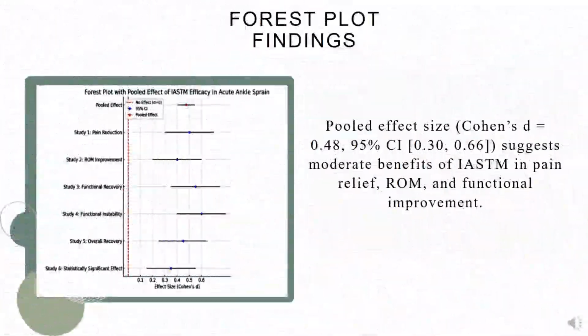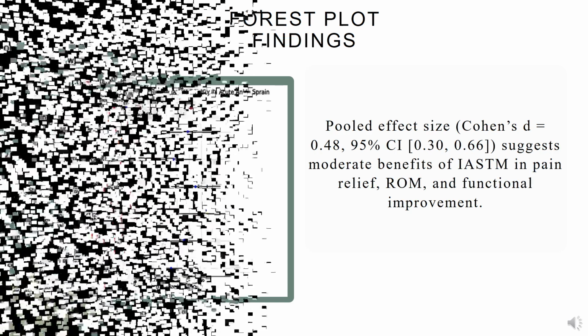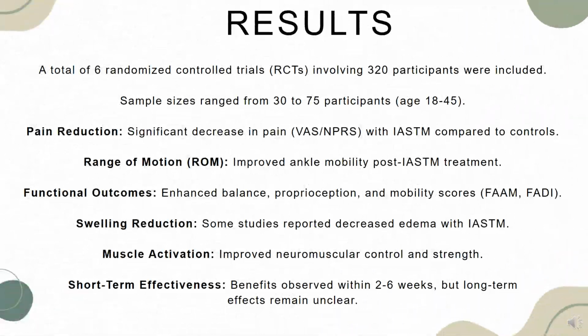It stimulates mechanoreceptors, improving proprioceptive feedback. And here are the forest plot findings after an ankle sprain. The pooled effect size, Cohen's d, is about 0.48, with a 95% CI, which suggests moderate benefits of IASTM in pain relief, range of motion and functional improvement, and encourages proper fiber alignment in healing ligaments. It enhances joint mobility and soft tissue extensibility.